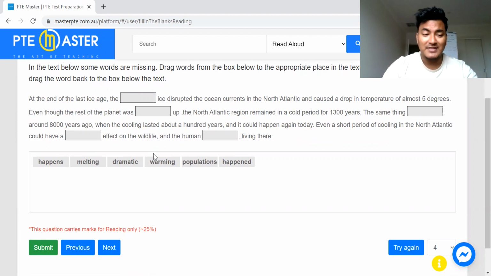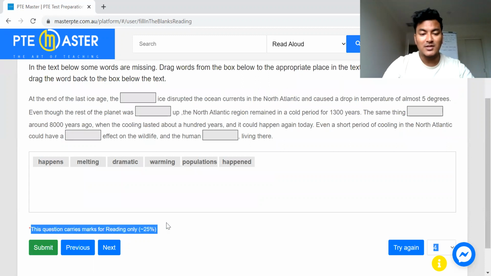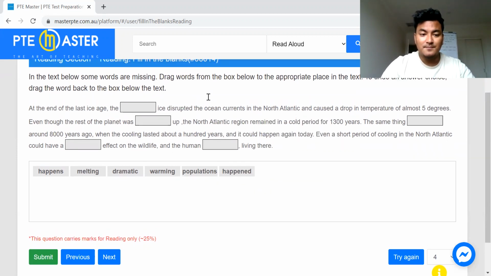So this website has a free section for reading. Especially for the reading section, if you want to practice, you can start practicing for free, and it will give you the right answer as well. And if you see here, it says this question carries marks for reading only, 25%. So reading fill in the blanks, drag and drop, gives you 25% for reading only. Let's try to solve this question.